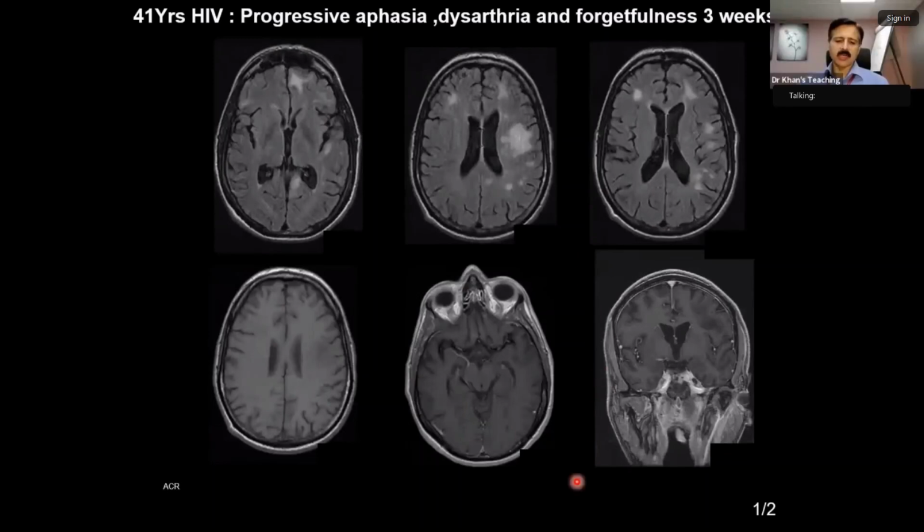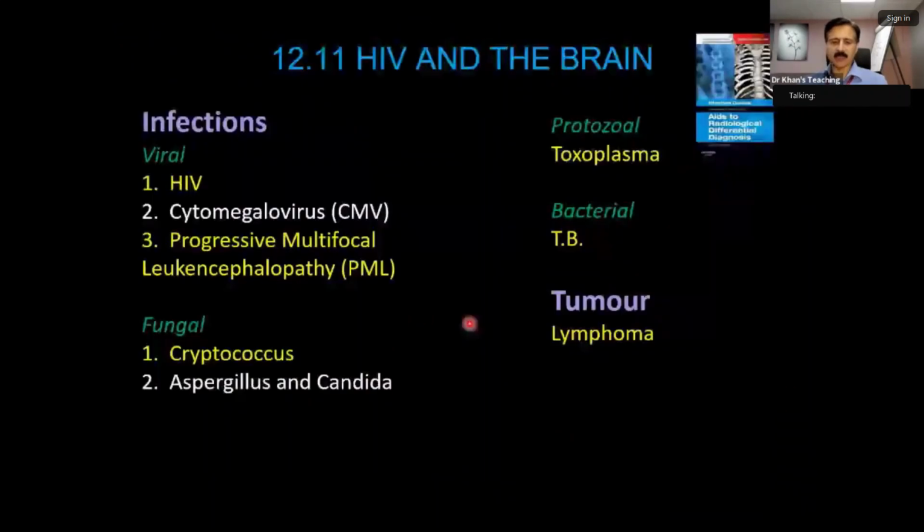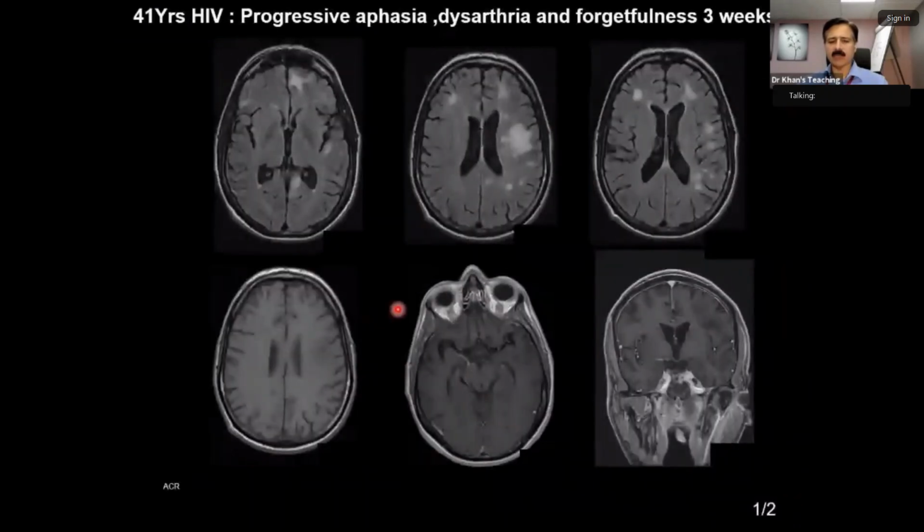Excellent. So let's go back to the basics of PML. Just a recap, please remember PML, progressive multifocal leukoencephalopathy. What is PML? PML is an infection, and this is a JC virus. Please remember that in 80% of normal brains, this virus lives there. But in an immunocompromised patient, it takes over, attacks the oligodendrocytes and causes demyelination.